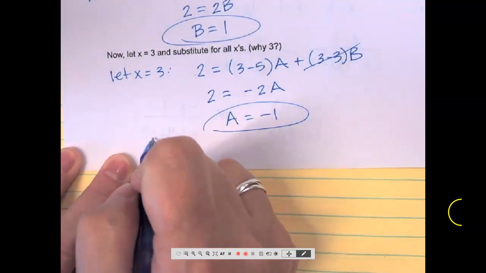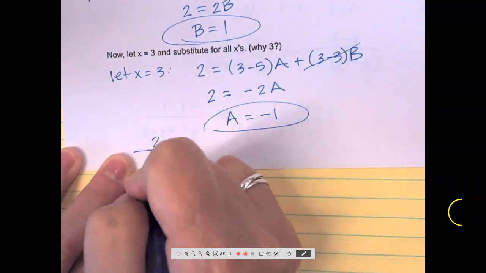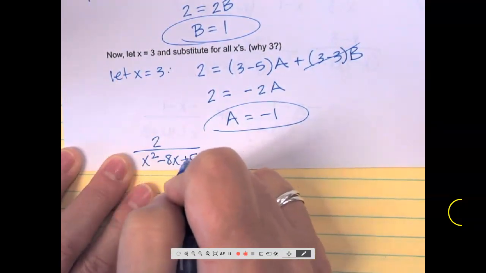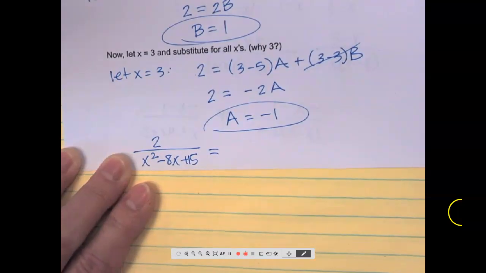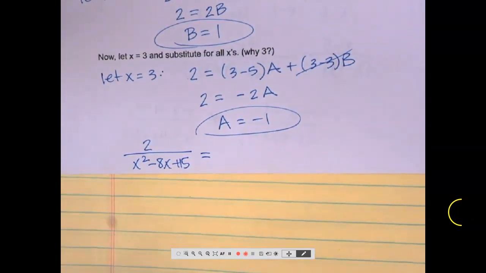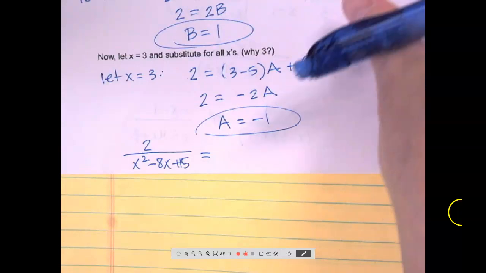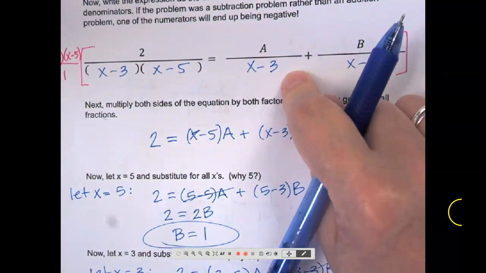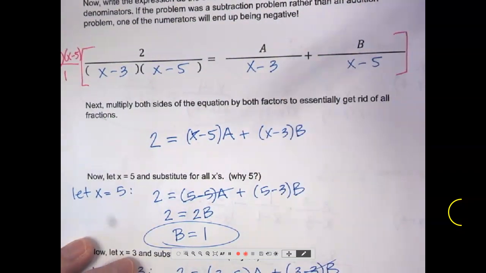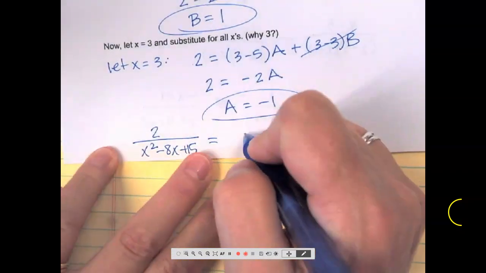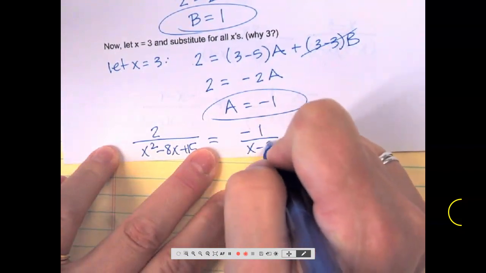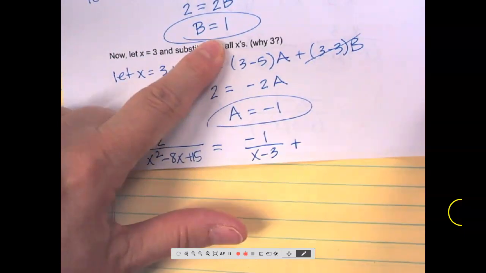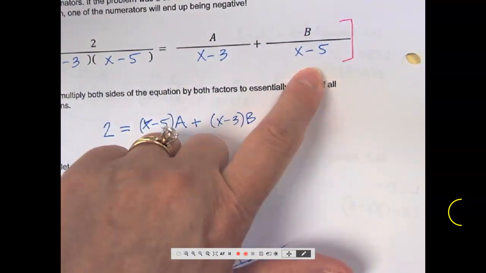And our final answer is this. 2 over what I started with is equal to, now you have to make sure that you match up your A with whatever denominator you established up here. So my A goes over x minus 3. You might have set it up differently when you do your own. So I would have negative 1 over x minus 3 plus my B was 1, so I have 1 over x minus 5.